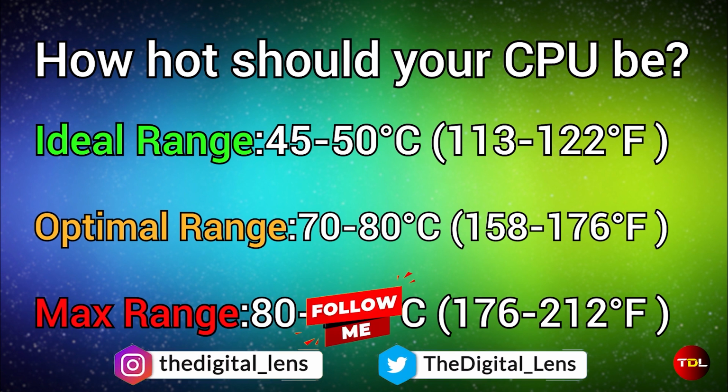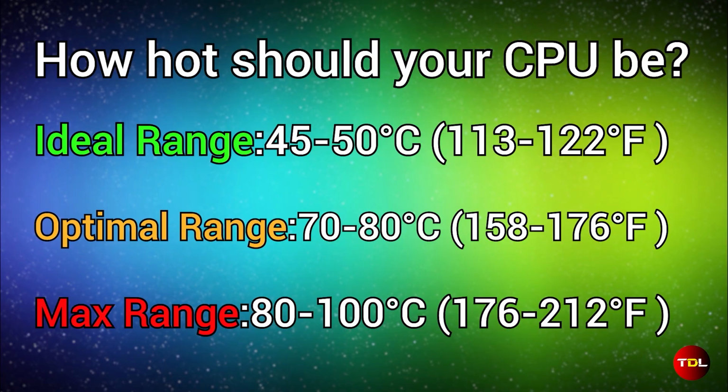If your CPU temperatures are in the range of 80 to 100 degrees Celsius, this is the upper limit. Anything more is a sign of danger, and you should start taking steps to lower it.